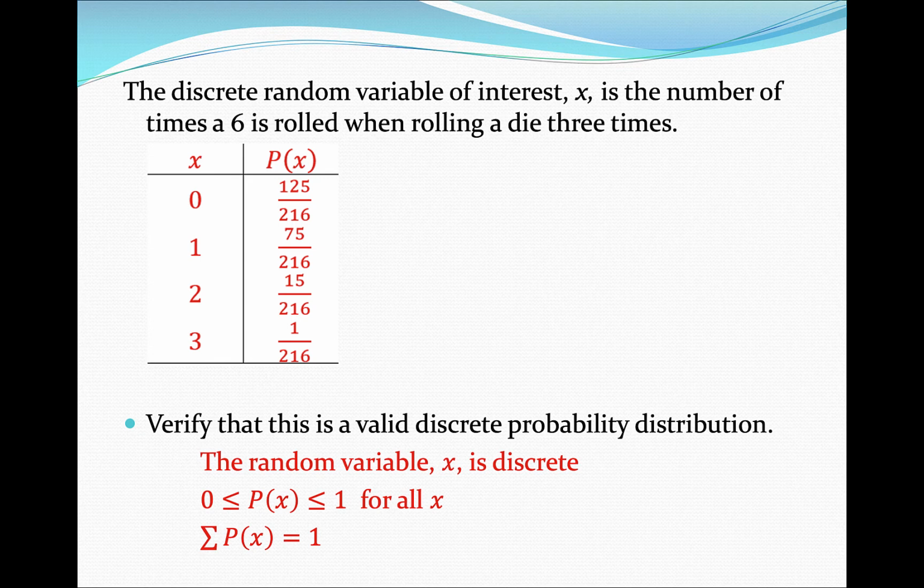So that only makes sense, right? The total probability in the sample space has to equal the total possible probability, which is 1 or 100%. So notice in this table, if we go up and we add these, we get 125 over 216. So 125 plus 75 is 200, plus 15 is 215, plus 1 is 216. So we end up with 216 over 216 here. So that gives us the total probability of 1.